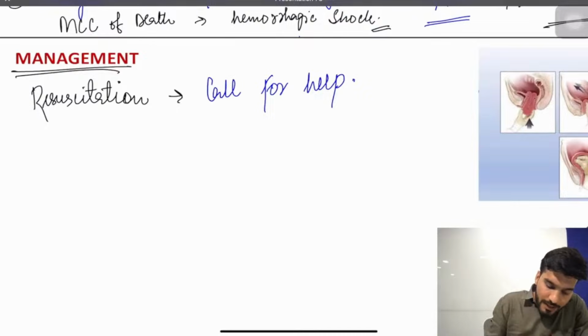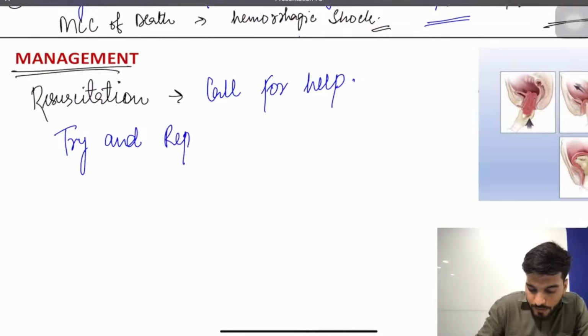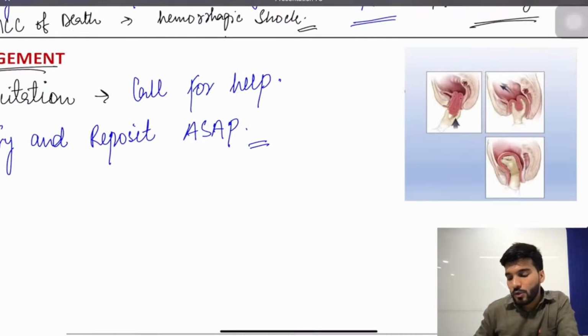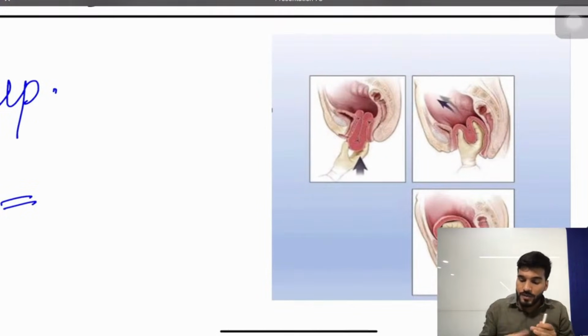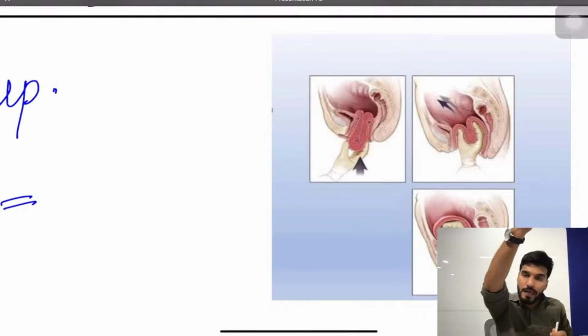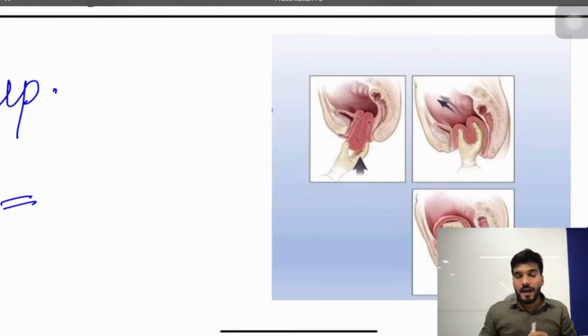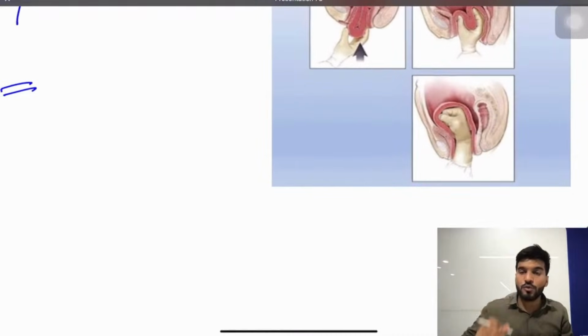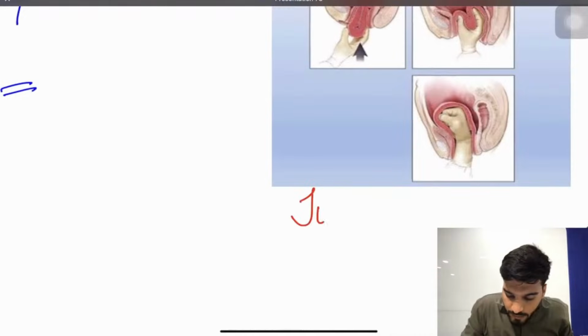Okay, followed by that you need to try and reposition the uterus as soon as possible. What you will do, bache, you will take the uterus, which is outside, push it in, and with the fist take it back to the normal position. This manual reposition of the uterus, write down in the comment section, is called Johnson's maneuver.